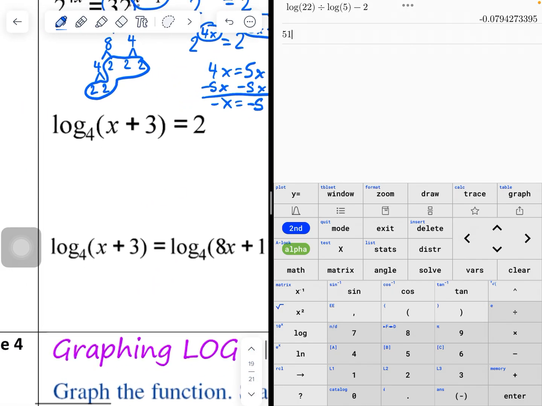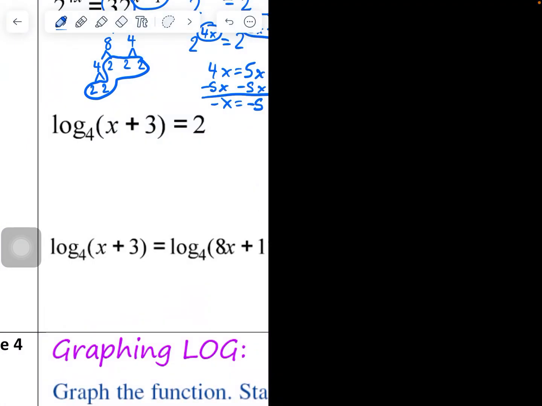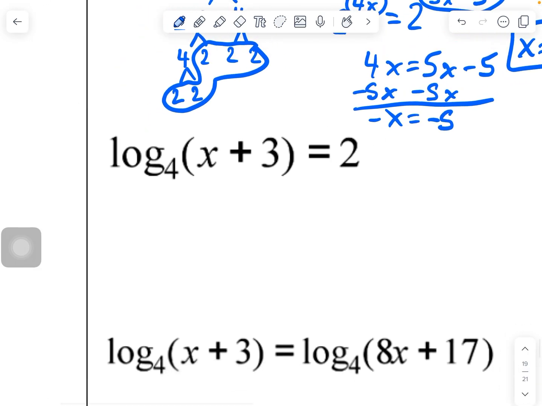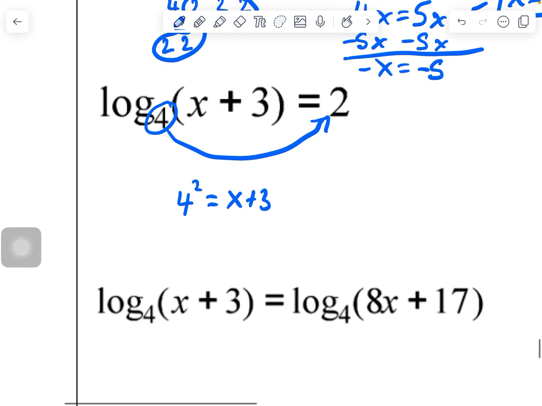Okay, a couple more here to review. This one we're starting out in the log form. So we don't really have a way to get the variable by itself unless we rewrite it. So take your 4, bring it underneath the 2, and then you have 4 squared equals x plus 3. 4 squared is a nice number, it's just 16. So 16 equal to x plus 3. Subtract 3 from both sides, and we get a nice answer of 13.